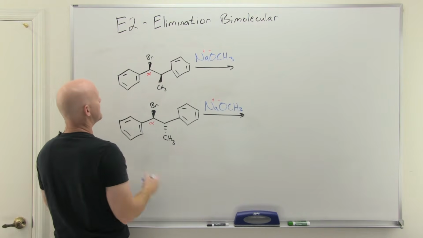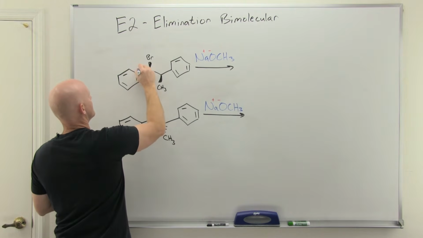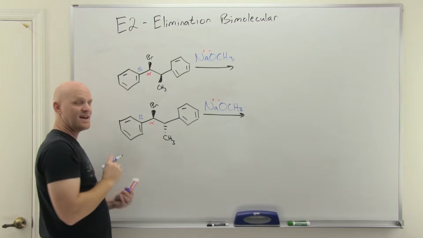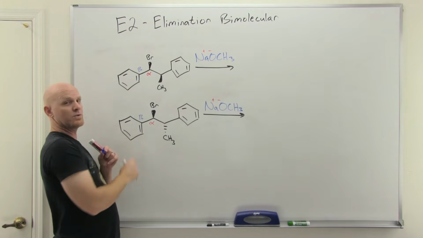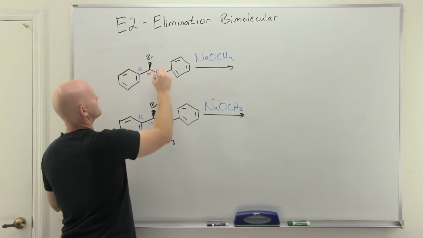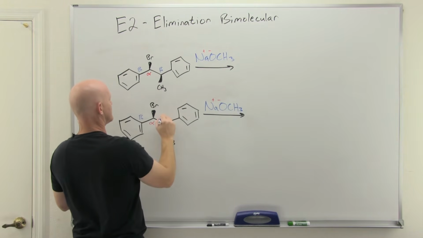All right, so in this case, I'm going to look at our alpha carbon in both cases, and then we'll identify our beta carbons. Now, the beta carbon on the left here does not have any hydrogens whatsoever, so we cannot form a double bond here. In fact, if we tried, we'd violate the octet rule for that carbon on the left. So no options there.